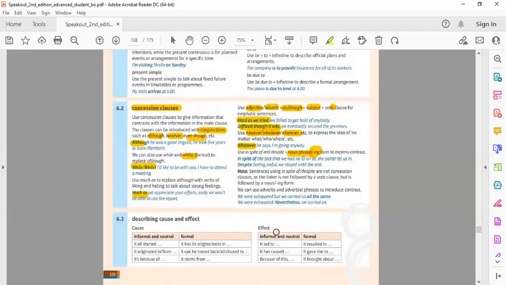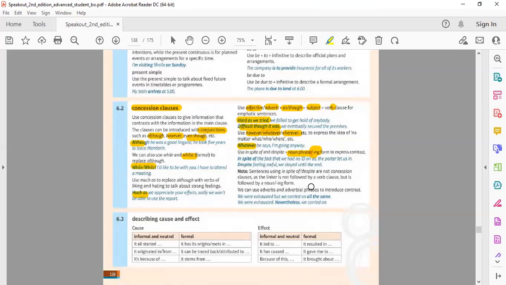Right, so far so good. Here we have just one note. Sentences using "in spite of" and "despite" are not concession clauses, as the linker isn't followed by a verb clause, but by a noun or a noun in the -ing form.